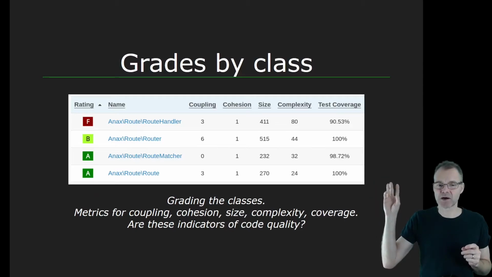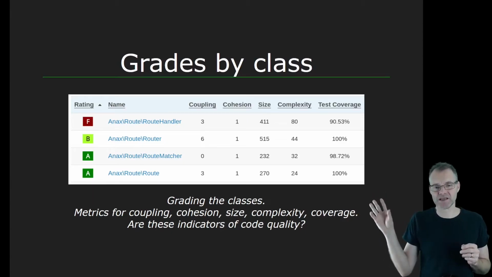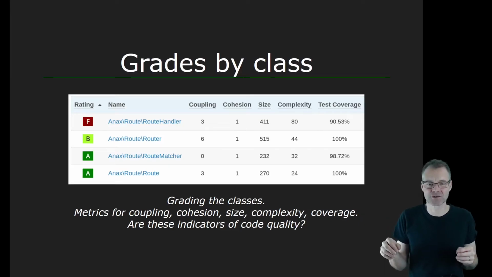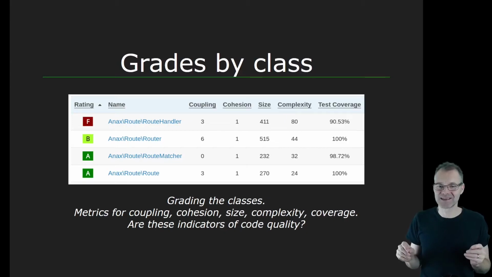So we see something about coupling. Okay, we have coupling there. We see something about cohesion. We see size. Size should be how large the program is, perhaps number of lines of code or something like that. We have a complexity value.